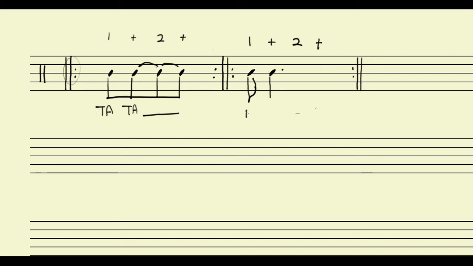So again, I would say ta on beat 1, and then I would say ta on the and of 1, and then I would hold that ta for beat 2 and the and of 2. I'd perform it exactly the same way. 1 and 2 and 1 and 2 and ta-ta, ta-ta, ta-ta, ta-ta.